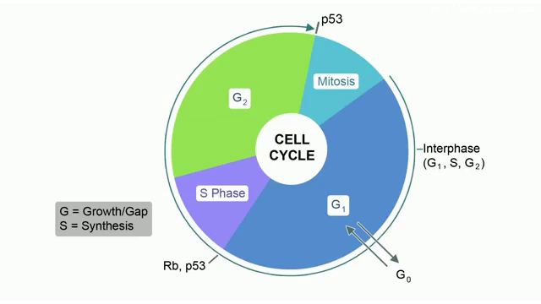Now, one last mechanism of apoptosis that maybe doesn't fit in either pathway is protein P53. P53 is a very important player in DNA repair.